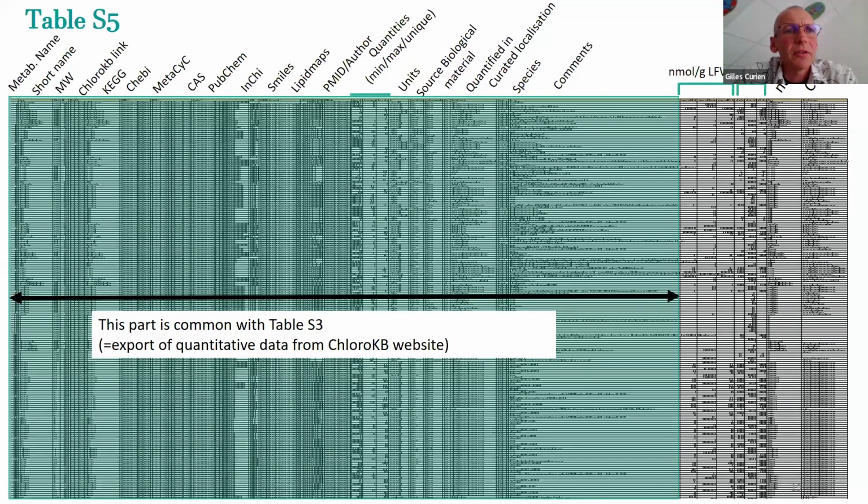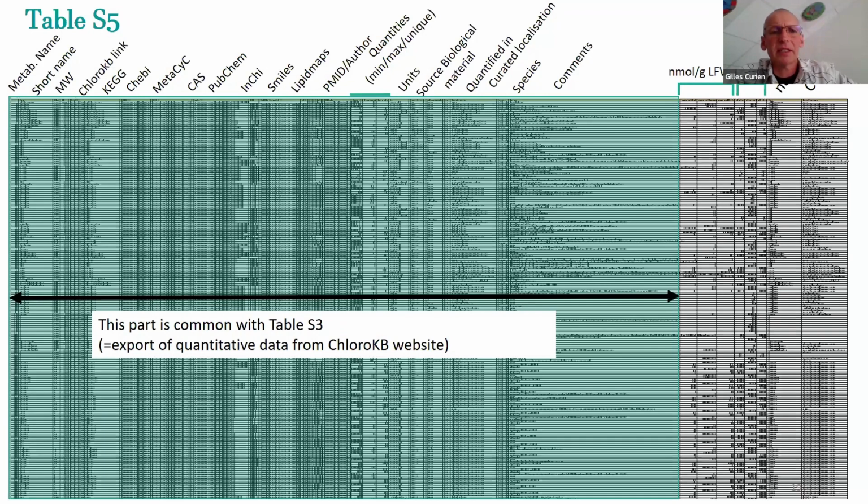Just a small description of table S5. You know that the metabolite name is quite variable, and from one model to another the name is not the same. So we introduce in this table all the other ways to name or characterize these metabolites, using KEGG, MetaCyc, CAS, InChI, SMILES, etc. codes, and LIPID MAPS, which is not complete for plant lipids. And you have the quantities in the middle, the units, and the source biological material.